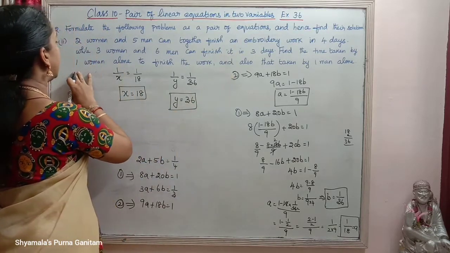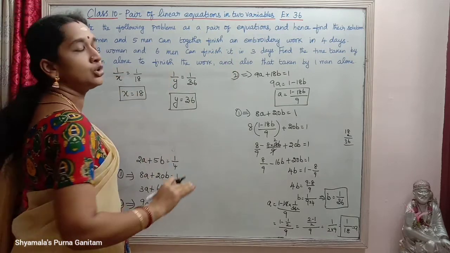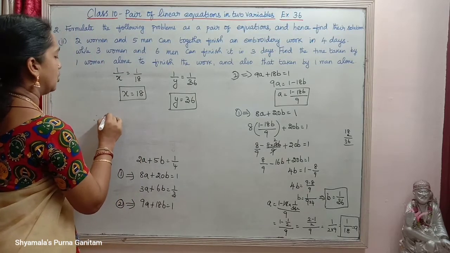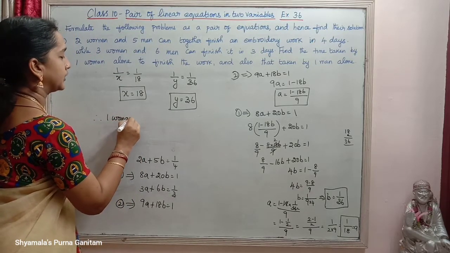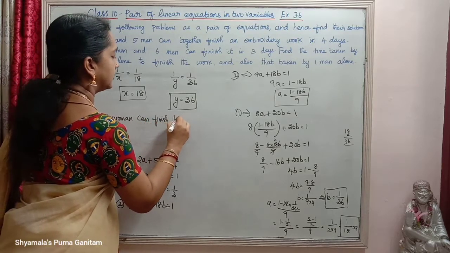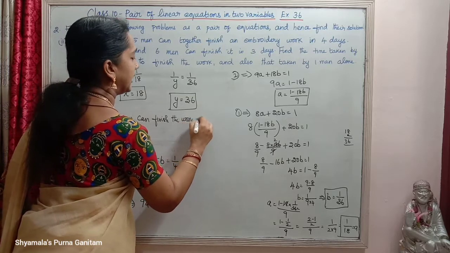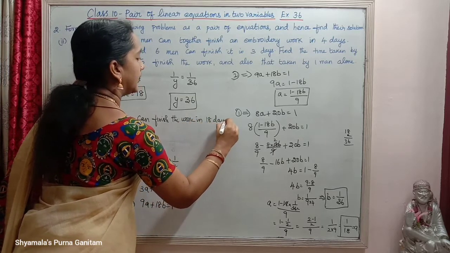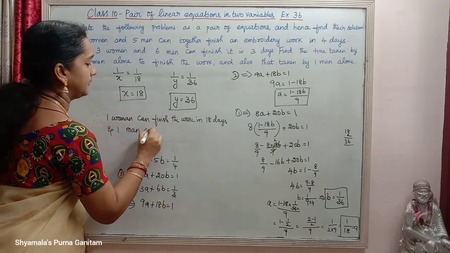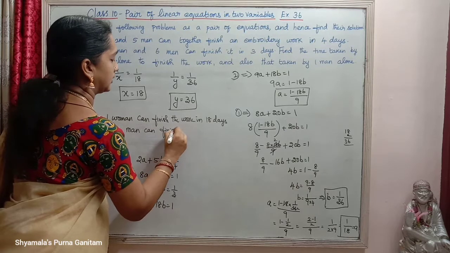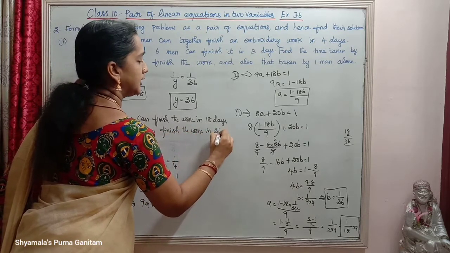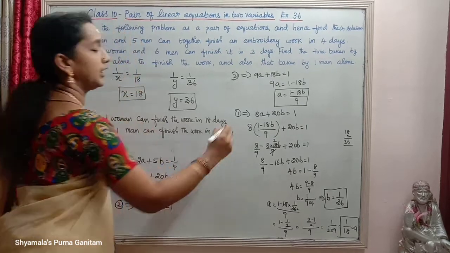So find the time taken by one woman alone to finish the work. So we have taken X days and Y days. Therefore, one woman can finish the work in 18 days, and one man can finish the work in 36 days. So this is my answer.